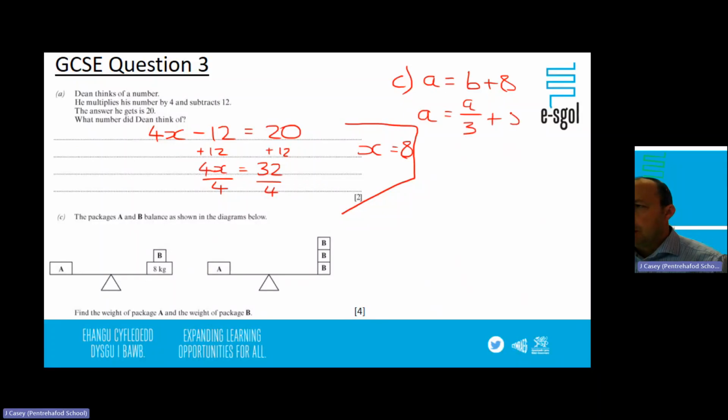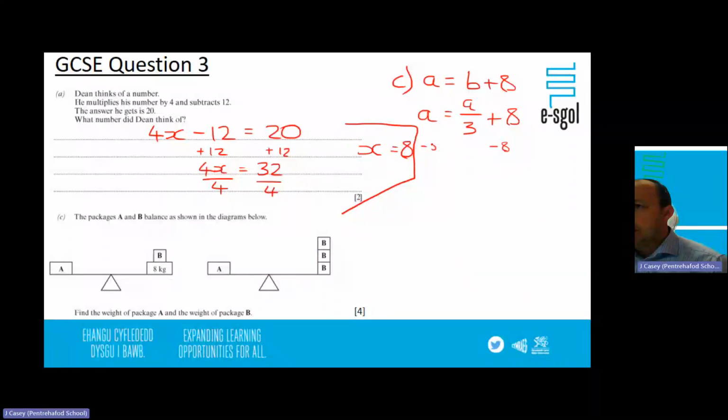Okay, so what I've done is I've started off with this first equation saying that A is the same as B plus 8, which I got directly from this first set of scales. But because I know that if I divide A by 3, I'll get the value of B, I formed this new equation. And now I've only got one variable. So the B's are gone, I've only got A's. So what I'm going to do is take away 8 from both sides.